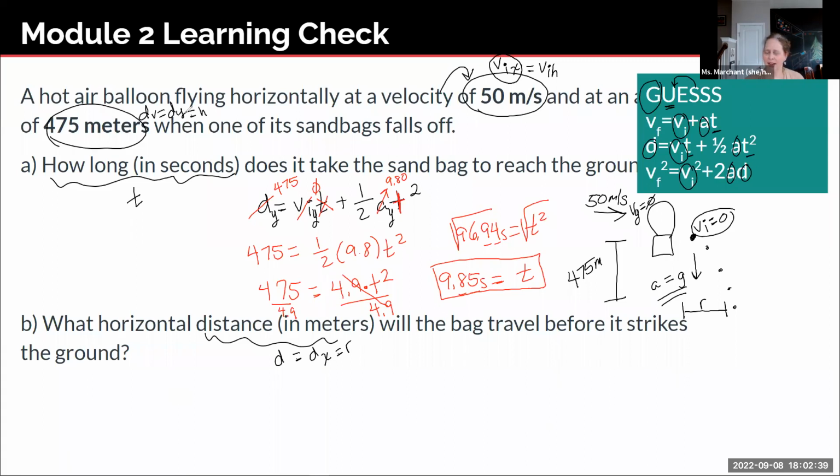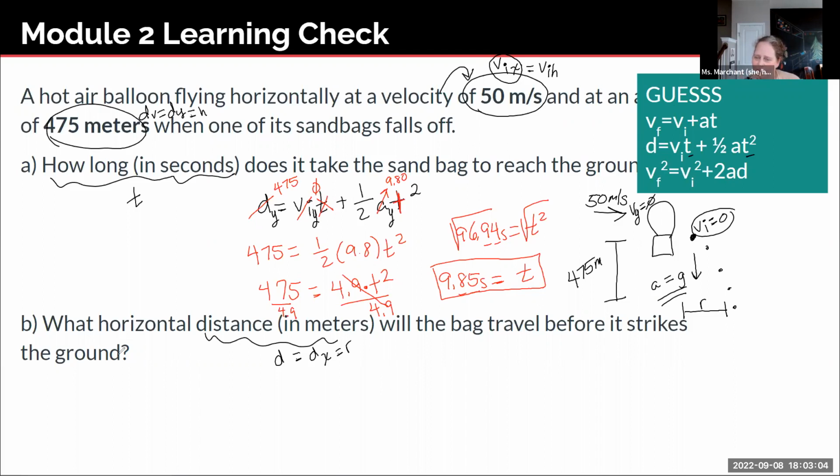Now go ahead, and if you're like, okay, yeah, I got that, fine. If you haven't done B yet, hit pause, try that one out. Try to see if you can get which equation you would use for this. What horizontal distance in meters will the bag travel before it strikes the ground?